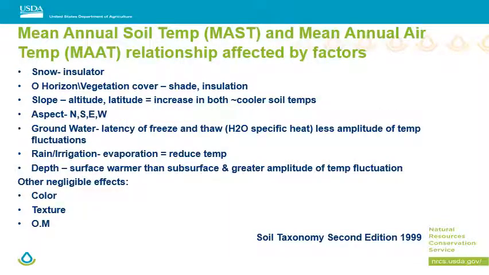Let's look at the factors that affect the mean annual soil and air temperature relation. When you look at the list here, these factors are going to do one of three things. It's either going to warm the soil, or it's going to cool the soil, or it's going to act like a buffer. Snow is going to act like an insulator. Groundwater is going to have less of an amplitude of temperature fluctuations. If you look at aspect, the south and west facing slopes are going to be warmer than your north and east facing slopes, which are going to be cooler.